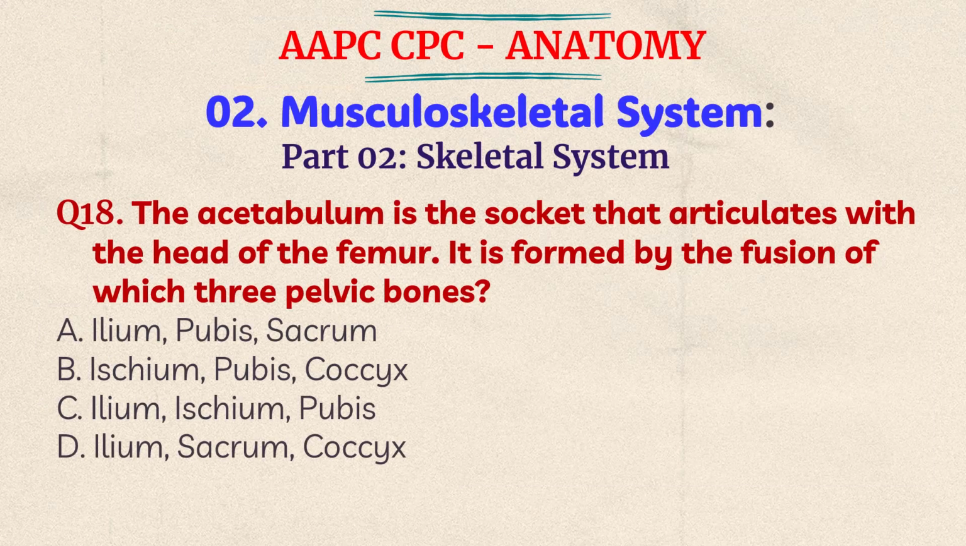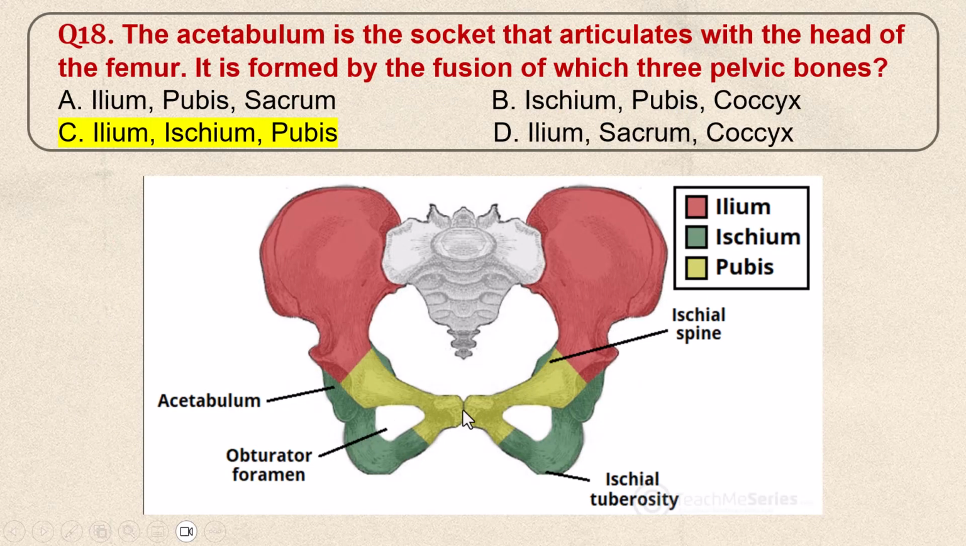Question number 18. The acetabulum is the socket that articulates with the head of the femur. It is formed by the fusion of which three pelvic bones? So there are four answers. Please pause the video and find the answer. The correct answer is C. Ilium, ischium, pubis. You can see the acetabulum is formed by the bones ilium, ischium, and pubis. You can see the acetabulum is situated here.